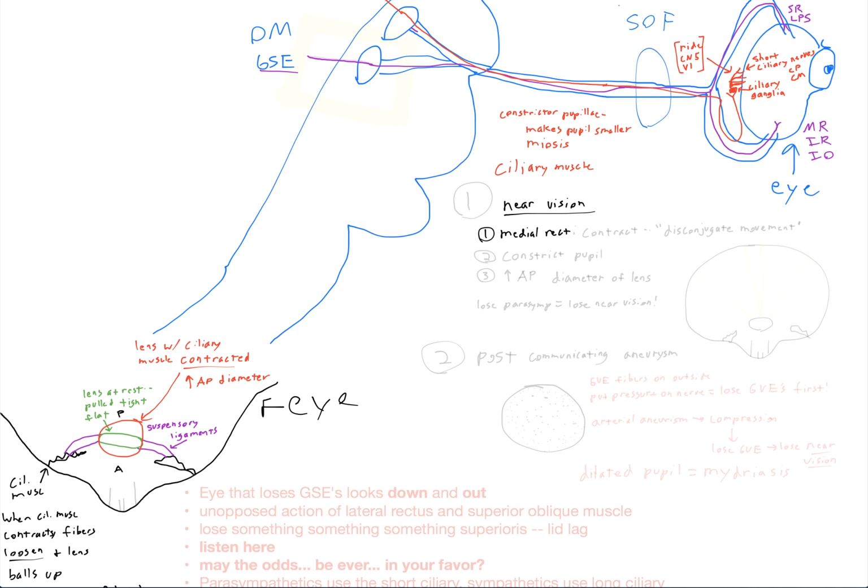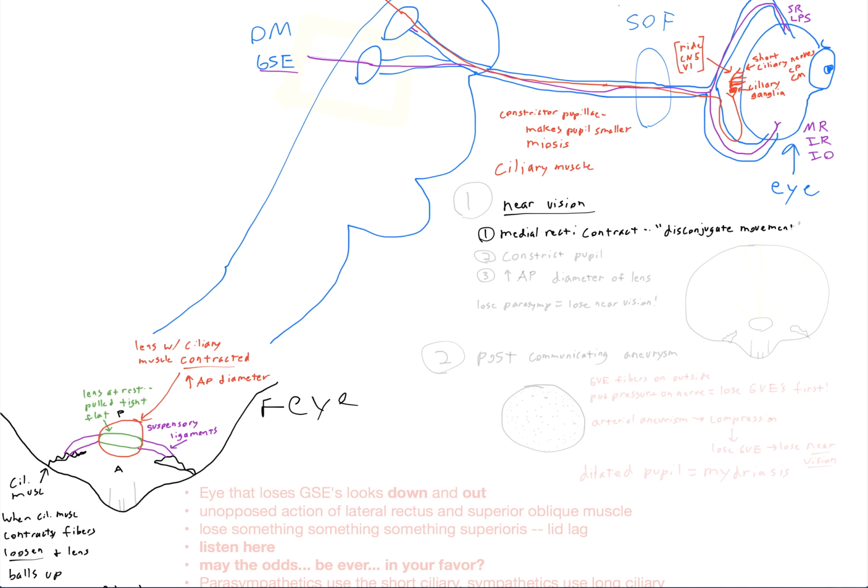So that's called disconjugate movement. This is the only time where disconjugate movement happens. That's weird, right? That's why it's special. It has to happen for you to be able to see near vision. So your medial recti contract, so your eyes move opposite to each other. They both move in toward your nose, kind of like when you were little and you used to try to cross your eyes.